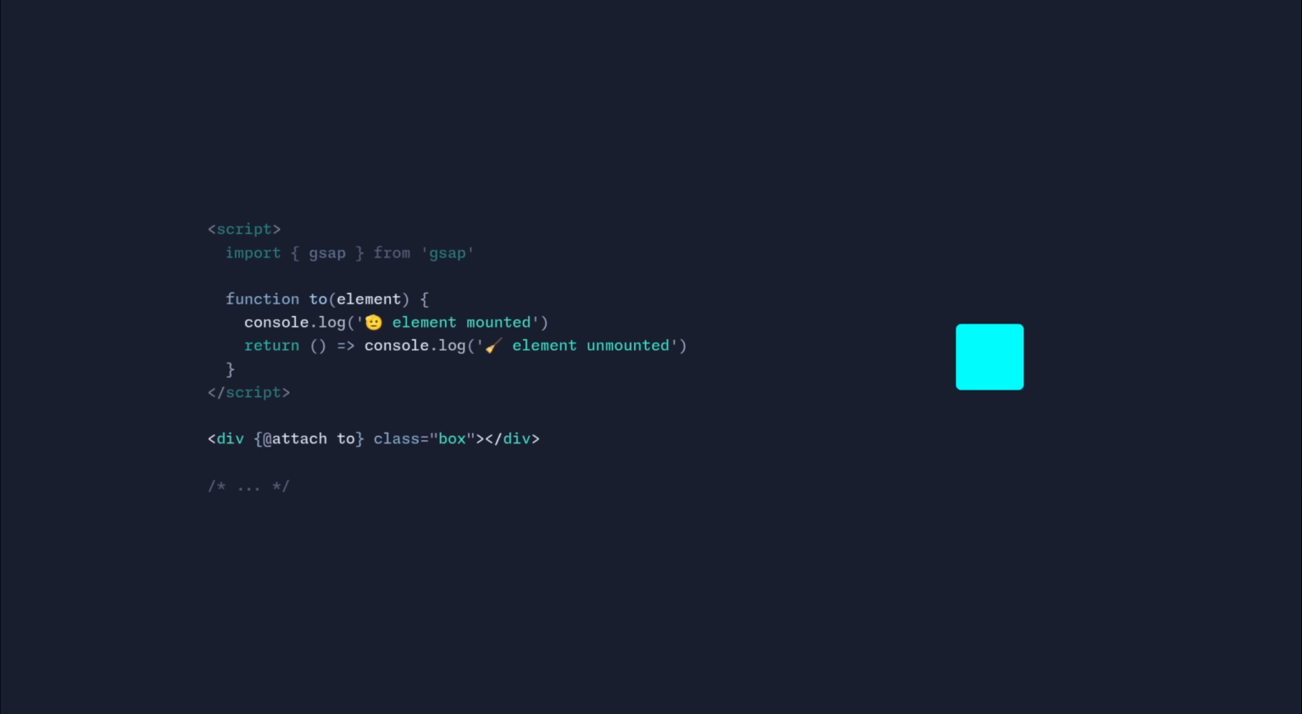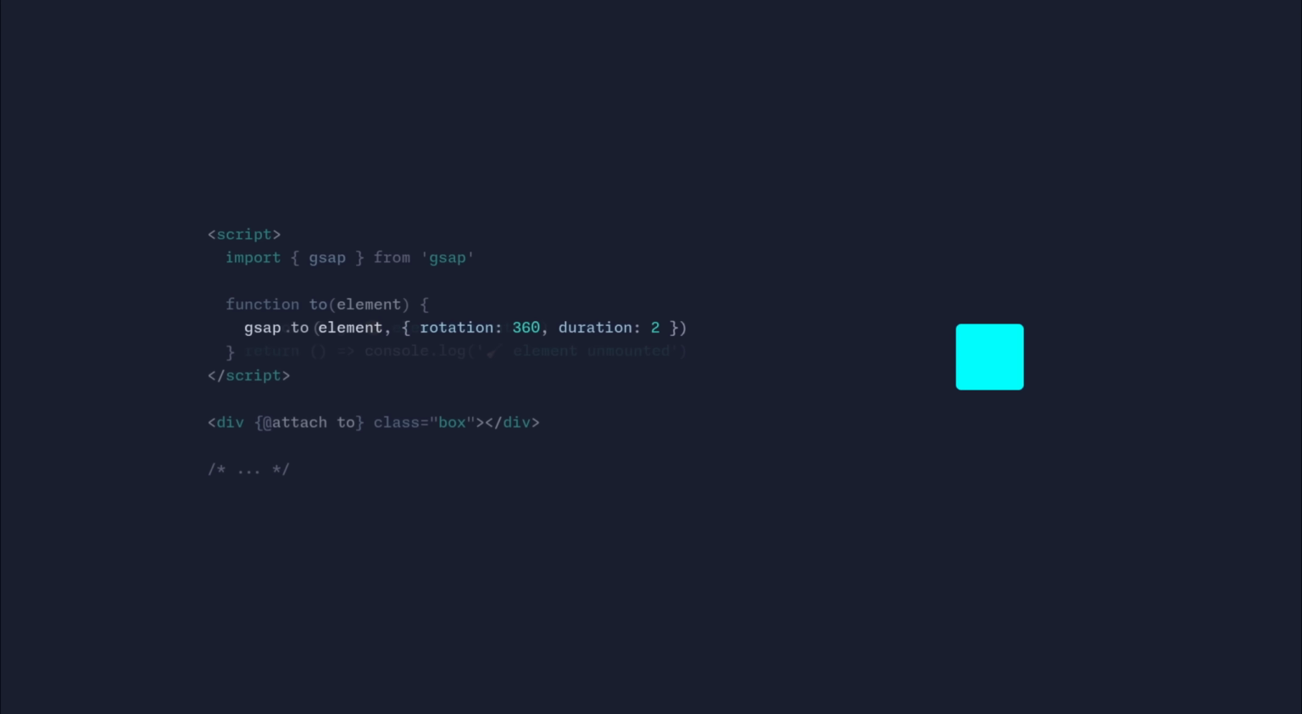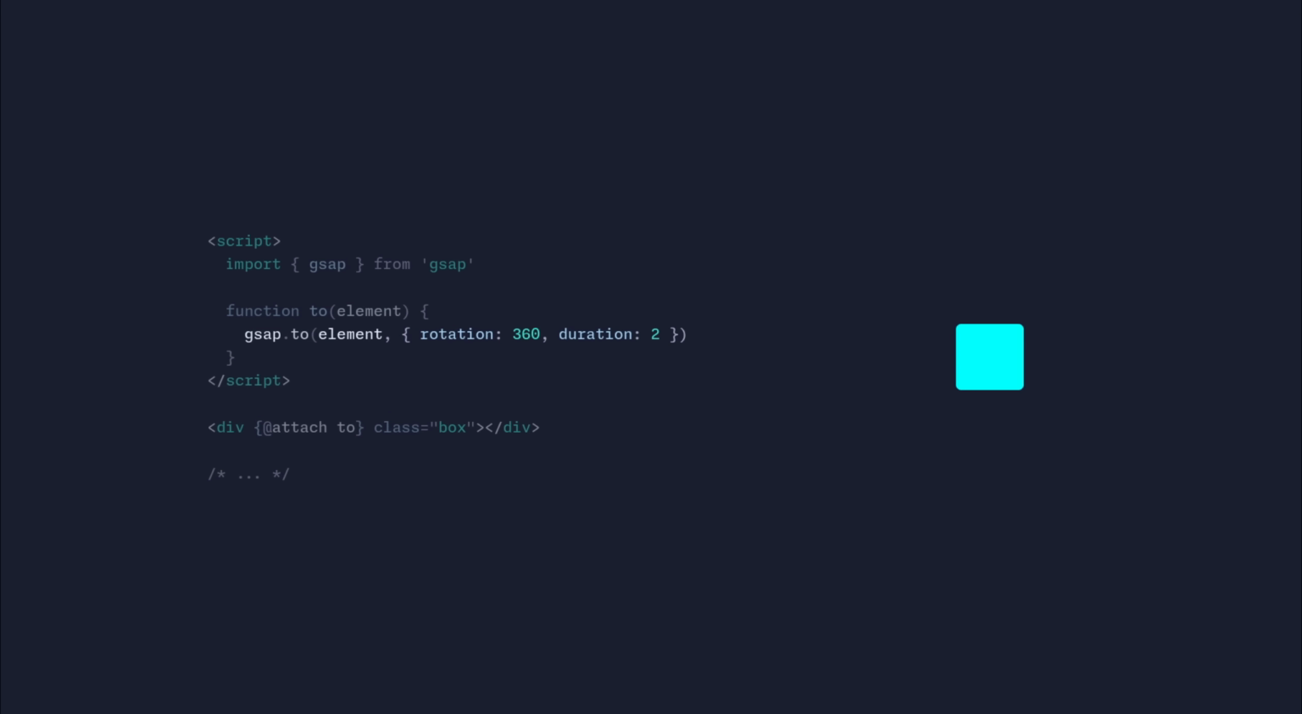As you can see, Svelte attachments are just regular functions. Attachments run when the element is mounted. And you can also run a cleanup function after they're gone. We can do the same animation example as before using GSAP and passing it the element reference.